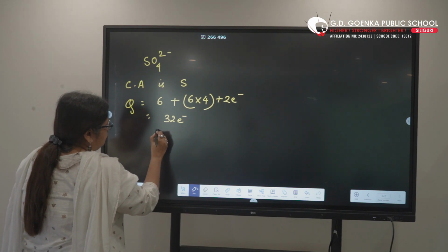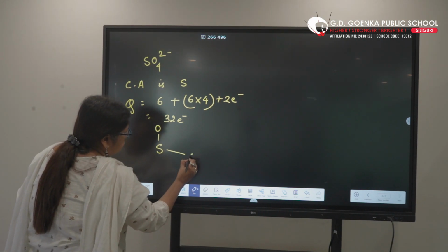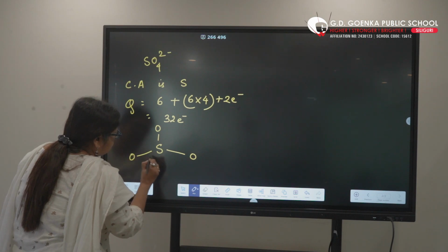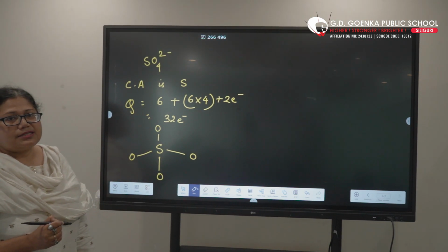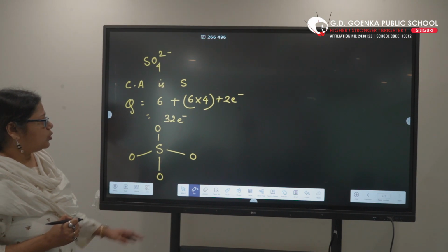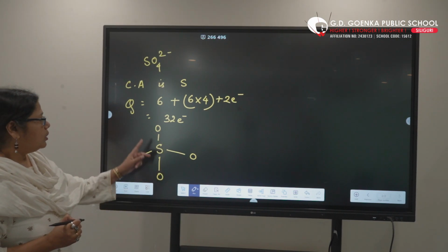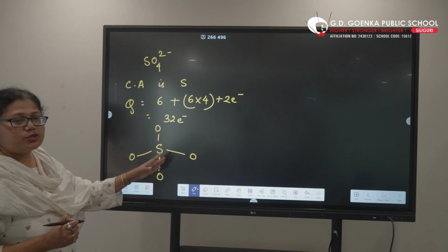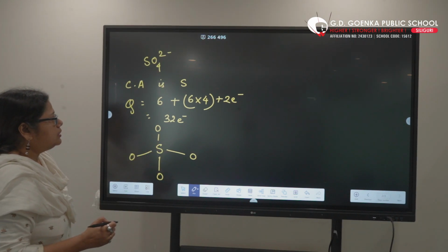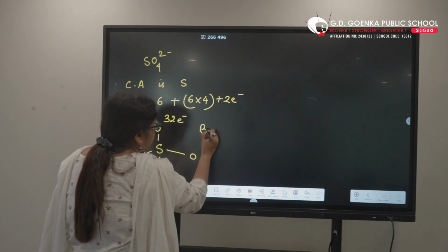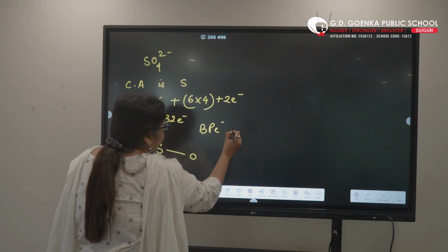Then we'll draw the skeletal structure by only single bonds, right? As sulfur is the central atom, we draw the skeletal structure, with all the 4 oxygen terminal atoms connected by single bonds. Then bond pair electrons. How many bond pair electrons?